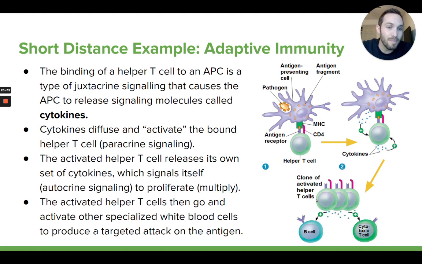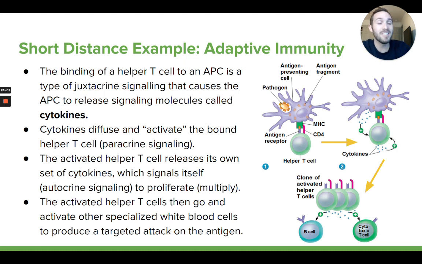And so it makes lots of copies of itself, and then it goes and activates other special immune system cells that you have. And then all of that is going to initiate an attack on that specific bad guy. So this bad guy that this antigen presenting cell found, now all these cells are going to start going and looking for them in your body to basically target them to be destroyed. And so that's kind of a detailed overview of what's going to happen in your adaptive immune response.